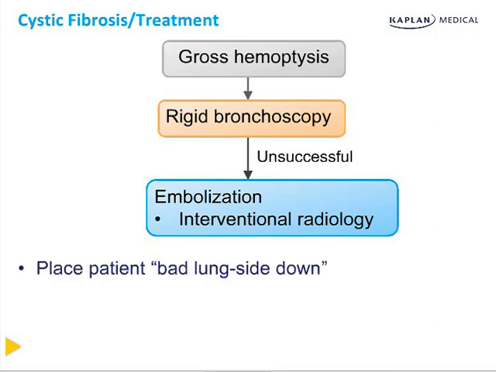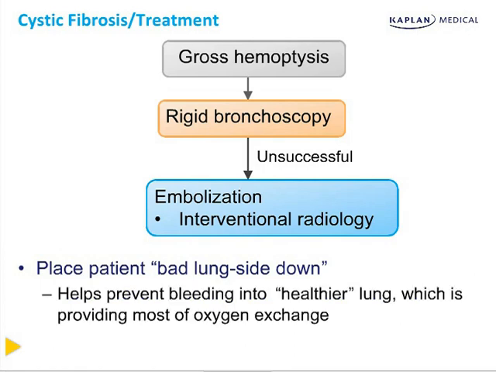One key point here, and often tested on step 2, is that you should place the patient with their bad lung down. If you turn the patient this way in bed, you're going to prevent bleeding into the healthier lung, which is actually providing most of the patient's oxygen exchange. This concludes our lecture.